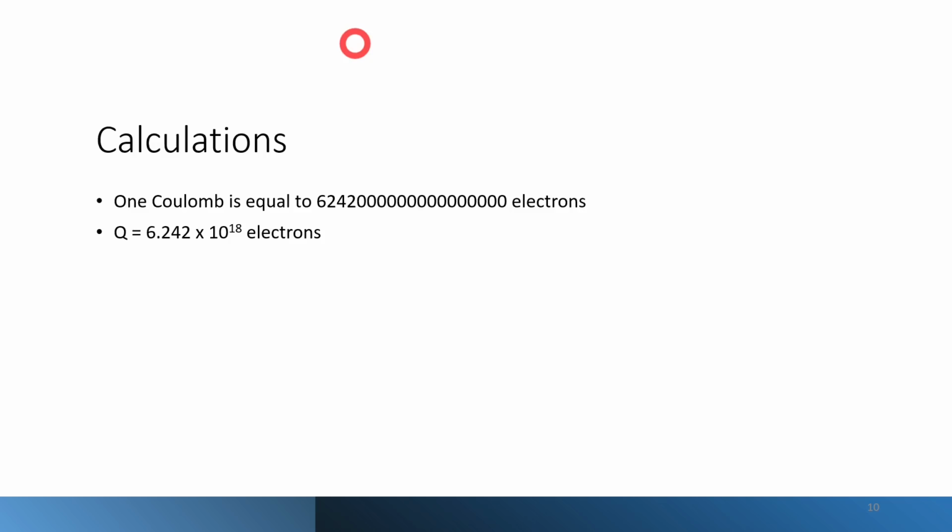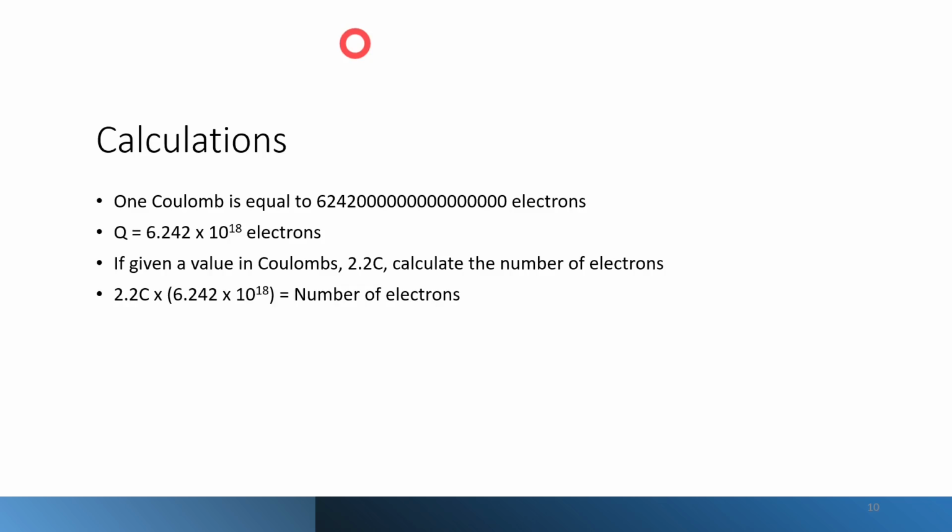Let's continue on with some calculations. If I'm given a coulomb quantity now, and so we want to go the opposite way. If I'm given a coulomb quantity of 2.2 coulombs, we want to calculate how many electrons that is. We're just going to take the 2.2 coulombs times the known quantity of 6.242 times 10 to the 18th number of electrons per coulomb, and that will give us the number of total electrons in 2.2 coulombs. And we wind up with a result of 13.7324 times 10 to the 18th electrons.